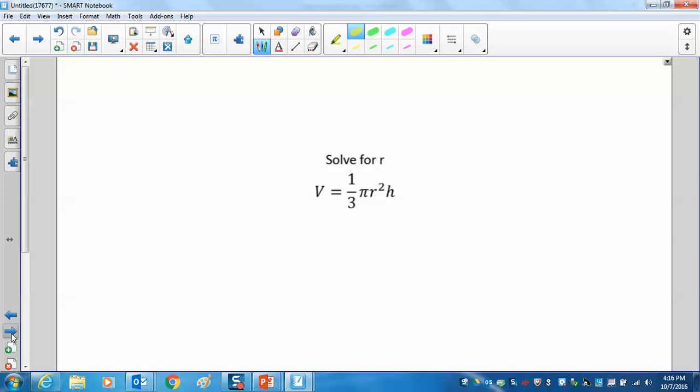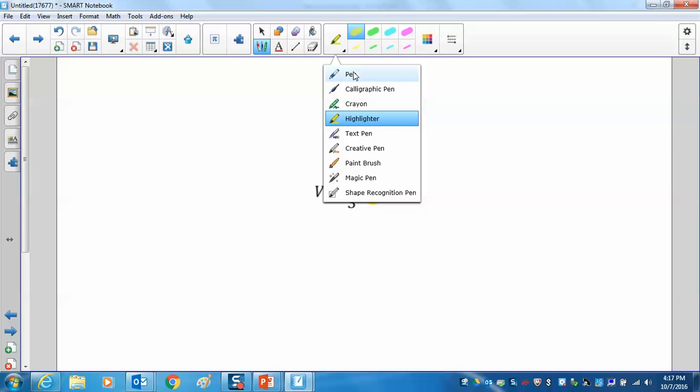Let's try a different one. This one's a little trickier. This is the volume formula for a cylinder. Right now it's solved for volume, but they want us to solve for R. So we need to get R by itself. We need to get rid of the 1/3, the pi, the h, and then we also need to deal with the squared. So our first step, I think, should be to get rid of the 1/3.